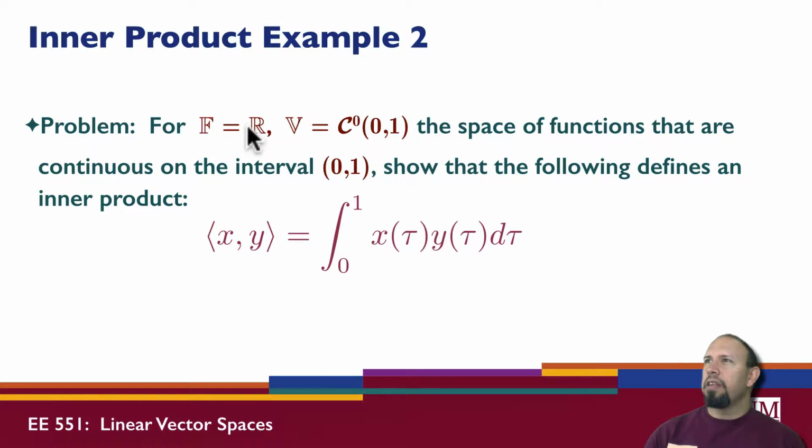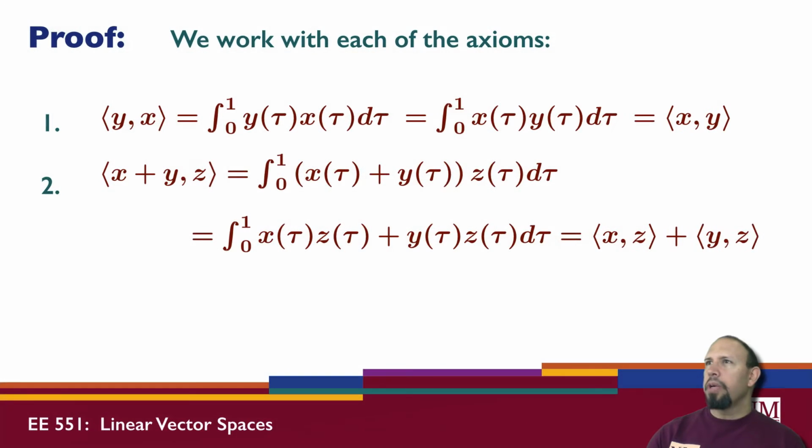Now I want to take F as the reals. The vector space is a space of continuous functions defined on the interval between 0 and 1. So we want to show that this defines an inner product: the integral of x of t, y of t, dt, over that interval. Okay, so we go through and we look. The inner product of y comma x is the integral of y times x, and again, x and y commute, and so I can write it this way. But again, this is the definition for the inner product of x and y. So I can take the inner product either way.